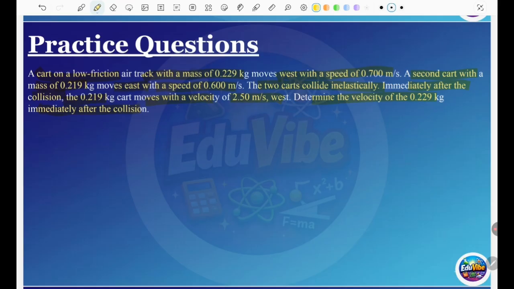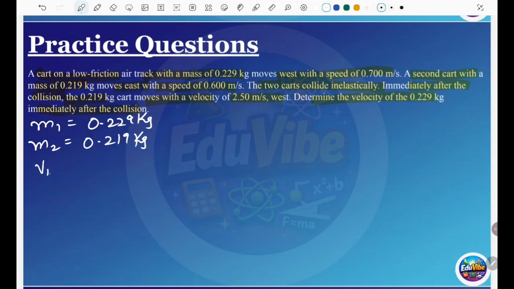In this type of question, they sometimes confuse you. They don't say object, they just say this is a 0.229 kg object and this is a 0.219 kg object. They use kg again and again to confuse you, but you should not be confused. You just state the values which you have. So you have mass 1 of 0.229 kg, and mass 2 of 0.219 kg. For Vi1, it is moving west, so you take it as negative, so it's minus 0.700 meters per second.